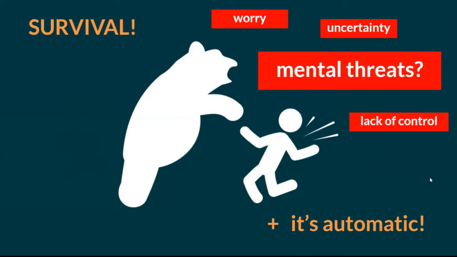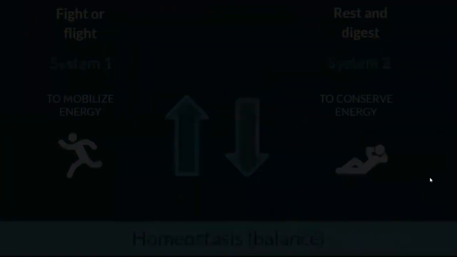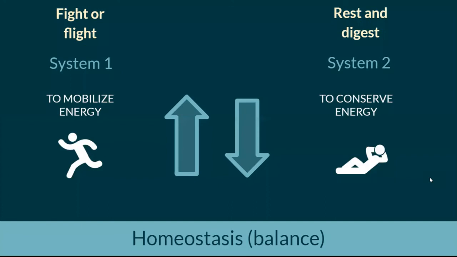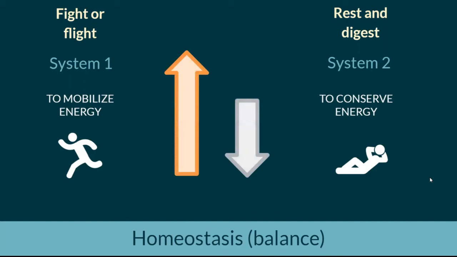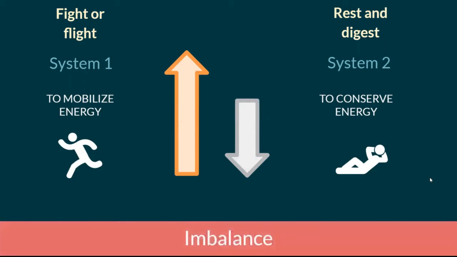But the same automatic system goes on here. So we go to fight or flight mode, and the automatic nervous system mobilizes our energy. And then we need also system 2, the rest and digest.